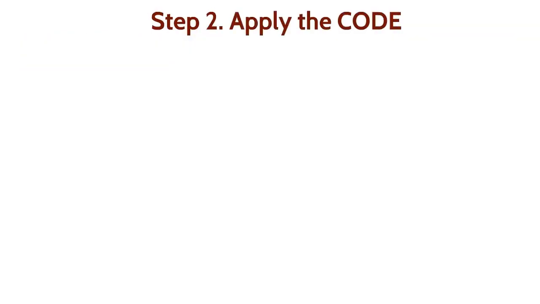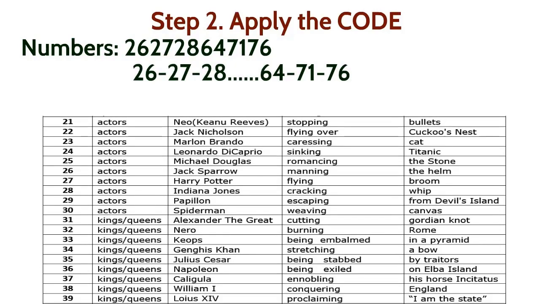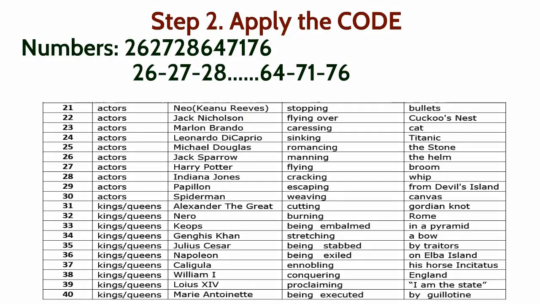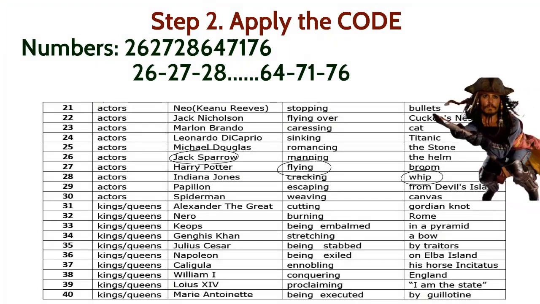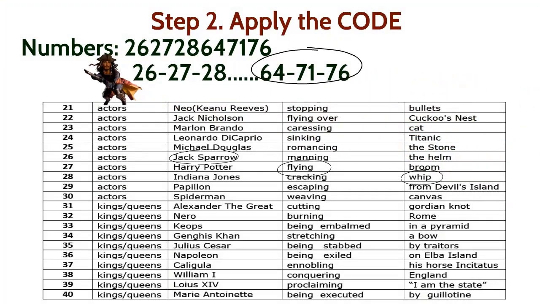Step 2. Apply the code. When you memorize long numbers with the PAO system, first, you have to chunk them in 6s. The first 2 digits are converted into a person. The second 2 digits become an action, and the third pair of 2 digits becomes an object. For example, this sequence 26, 27, 28 becomes Jack Sparrow flying on a whip, while the sequence 64, 71, 76 becomes Edison biting a guitar.